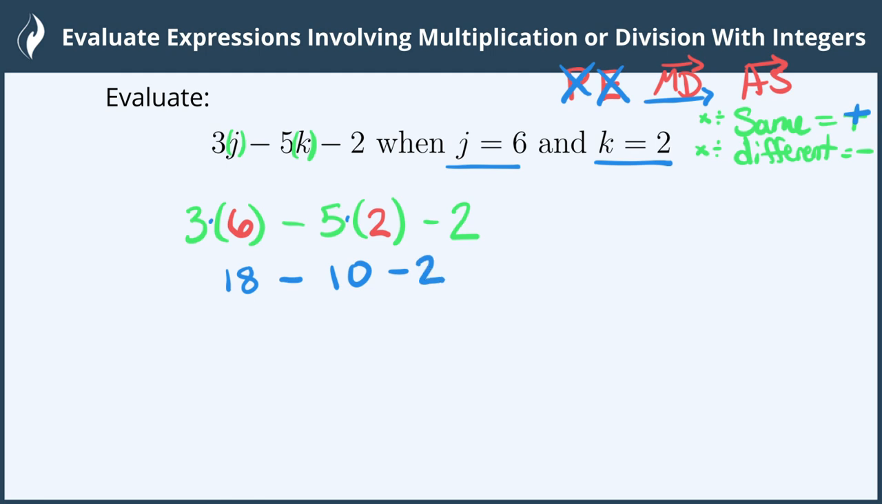Now I can go ahead and work on adding and subtracting since I've done all of the multiplication and division. And we're working from left to right. So we will do 18 minus 10, which gives us positive 8, and then copy everything else down since I haven't completed that operation yet. 8 minus 2 is positive 6. And now we've evaluated this expression all the way down to the very end, and we're all done.